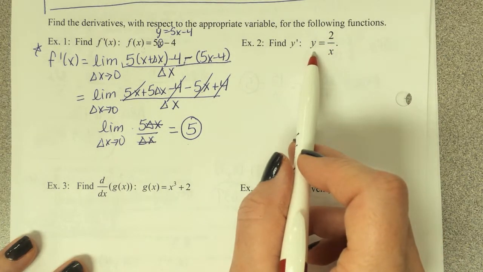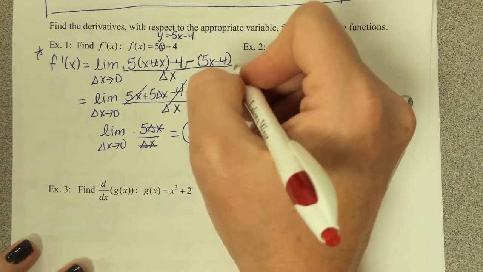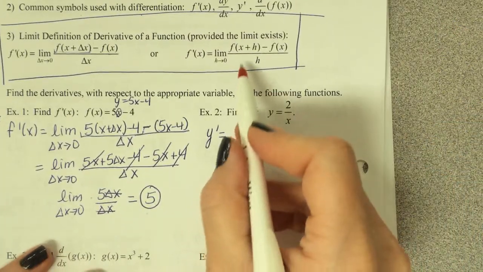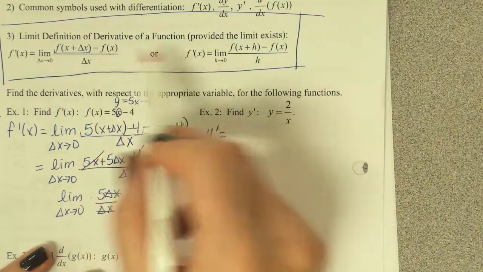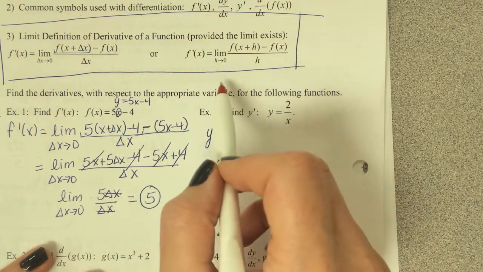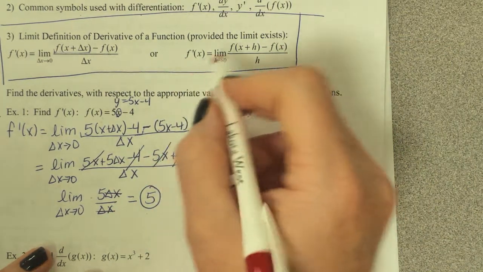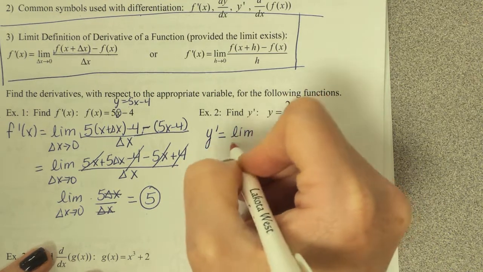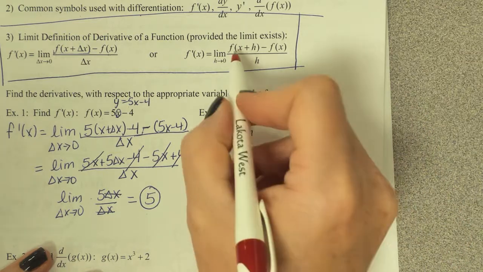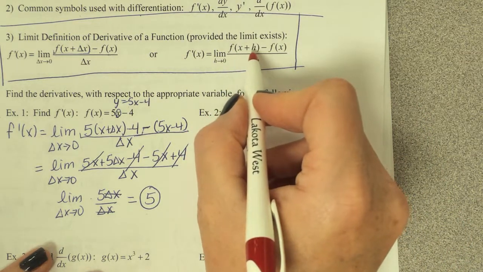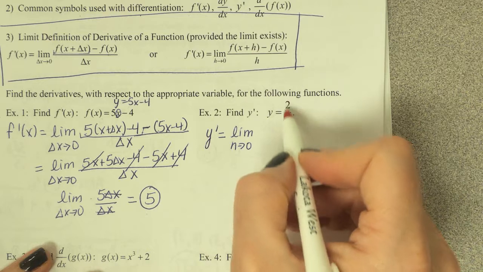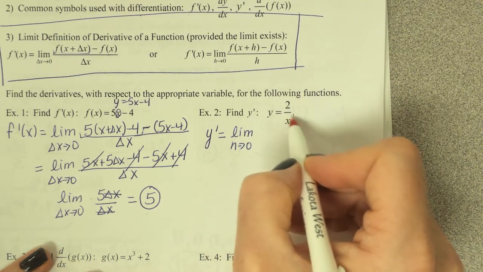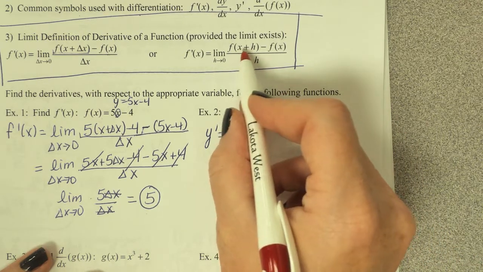So, let's look at number 2 now. We're trying to find the derivative. So I say y prime equals. This time I'm going to use the h. It doesn't matter. I can use either one of these. I just want you to be able to use either one and understand that it's the same process. So to find the derivative, it's the limit as h approaches 0 of f of x plus h. That means I have to look at my function, and wherever I have an x, I have to replace that x. What do we replace the x with?